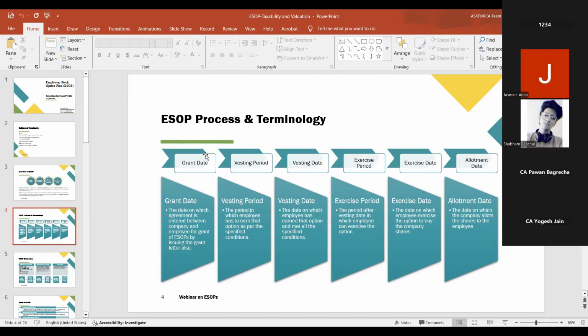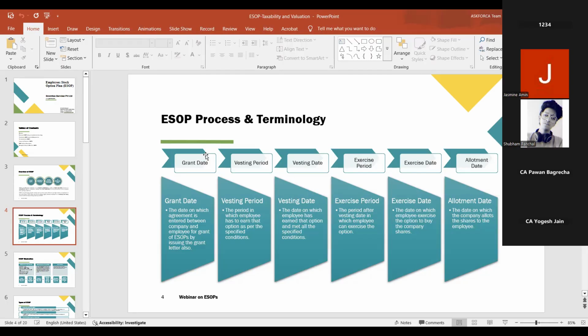The date on which all the conditions of vesting have been completed is the vesting date. After completing the vesting period, the exercise period starts, and in the exercise period, at any time, the employee can exercise their ESOP. Before exercising, the ESOP is only a paper. After exercising, it is converted into a share.